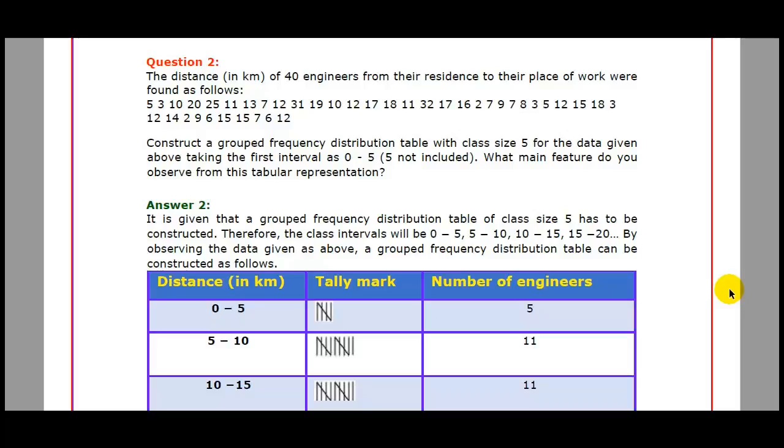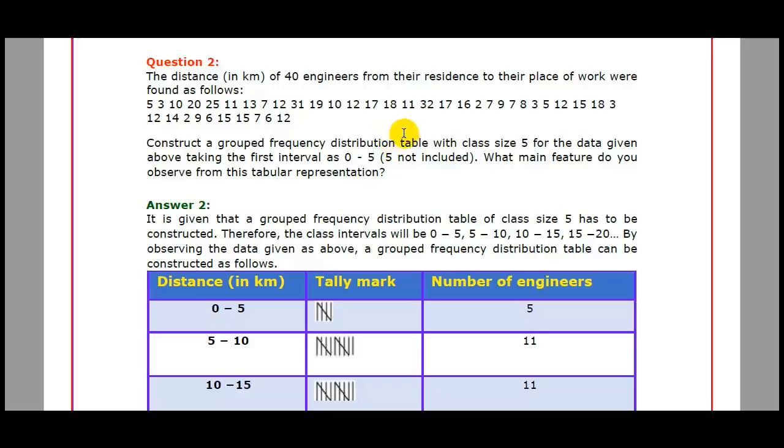Next, question number 2. Question number 2 says the distance in kilometers of 40 engineers from their residence to their place of work were found as follows. Construct a group frequency distribution table with class size 5 for the data given above, taking the first interval as 0 to 5, in which 5 is not included. What main features do you observe from this tabular presentation?